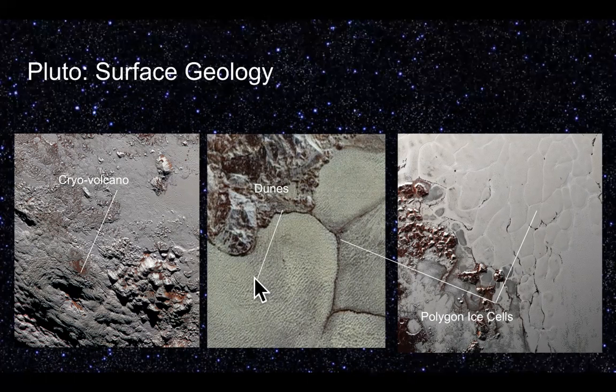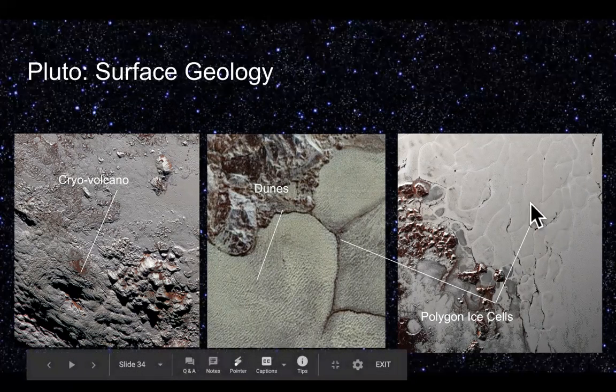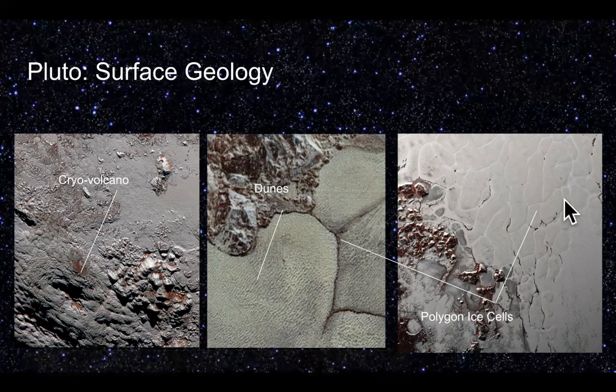And you've got polygonal ice cells here. And this is similar to your teacup, where the center of the teacup is hot, the outer rim of the teacup is cool. And so you have a plume of warmer water coming up underneath. It drives the center up, but of course the outside, which is cooler, remains depressed.